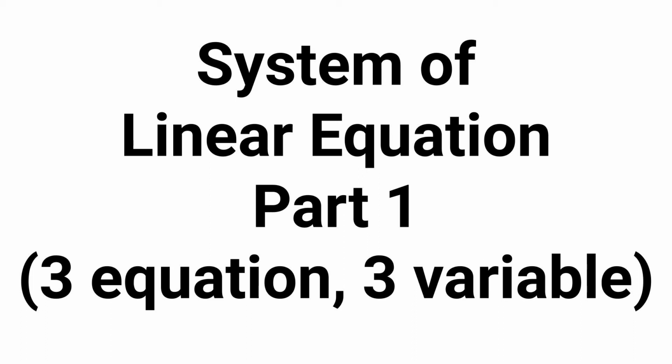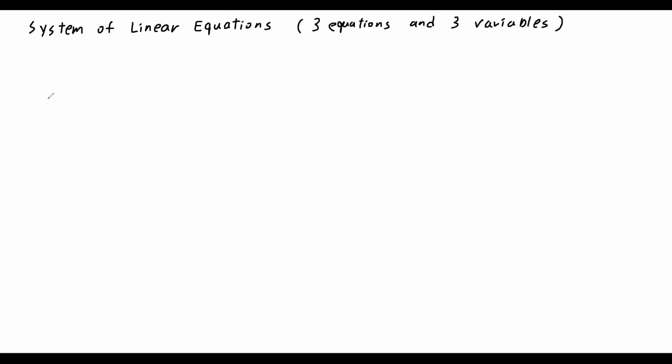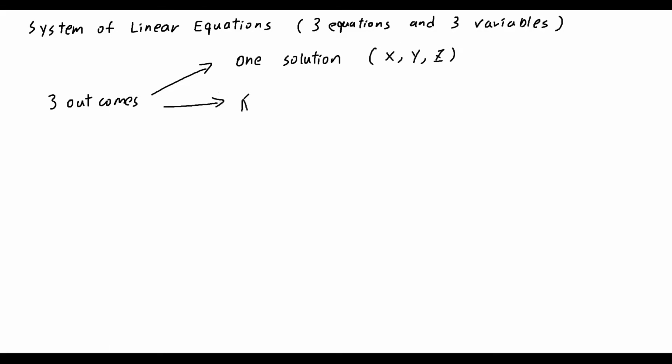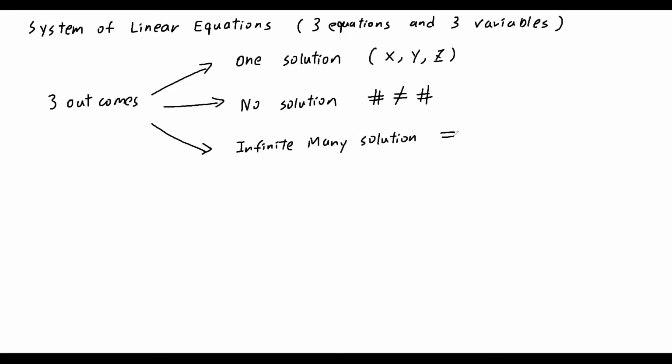In this lesson, we will learn how to solve a system of linear equations with 3 equations and 3 variables. Alright, let's get started. There are 3 types of outcome that can happen. First, we can obtain one solution, which is an ordered triple with x, y, and z. Second, we can have no solution, which is when a number is not equal to another number. Third, we can have infinitely many solutions, which is when a number is equal to another number.